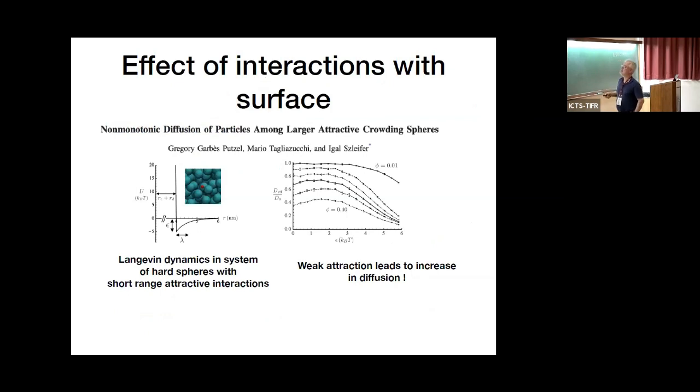So actually now the second part, I was ignoring the effects on the surface. I was ignoring the effects of interactions with the surface. Now there's this paper which appeared in Physical Review Letters: non-monotonic diffusion of particles among larger attractive crowding spheres.